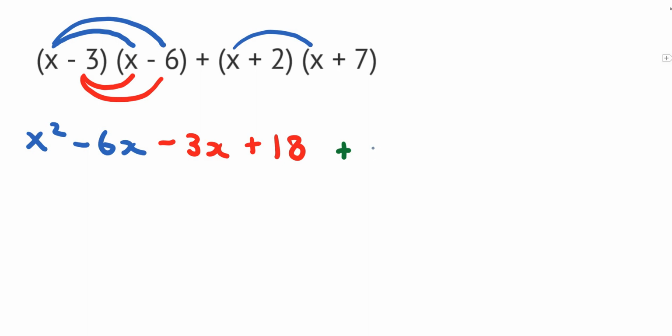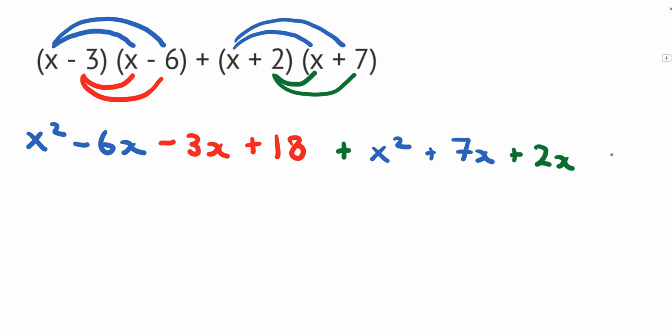So x times x is x squared. x times 7 is going to be positive 7x. And then on the inside here, 2 times x is going to be positive 2x. And then 2 times 7 will be positive 14. All right, so from there on, you want to just collect like terms here. So there's an x squared and a positive x squared. So x squared plus x squared will be 2x squared.